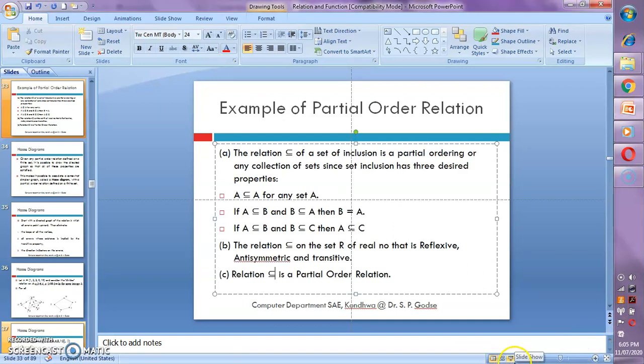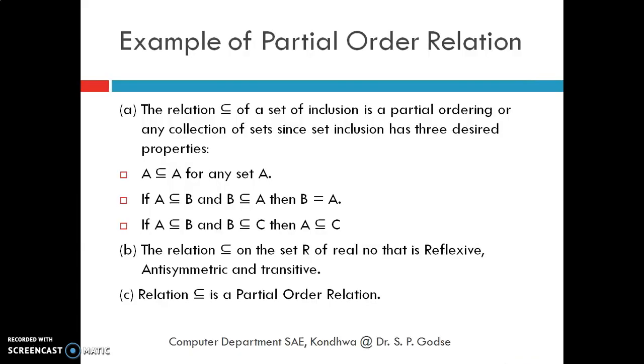Let's see the next example of partial order relation. In this we take the subset. The relation of subset inclusion on any collection of sets, is it a partial ordering relation or not? So if a set A is there, A is a subset of itself. So A subset of A for any set A is satisfied. That's why it is reflexive. The subset relation is reflexive.